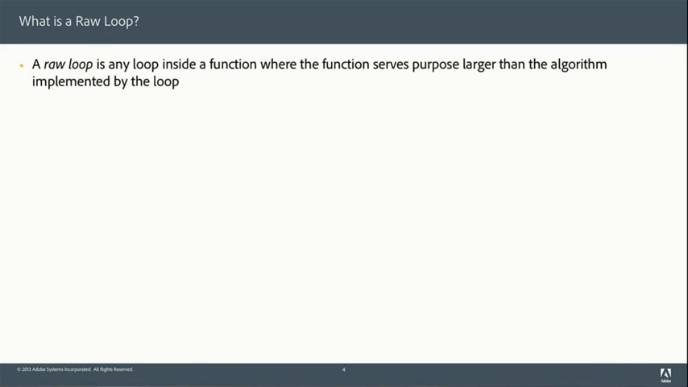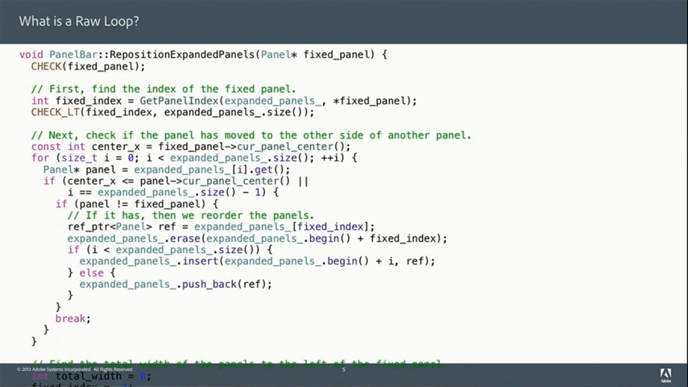So what do I mean by a raw loop? Well, a raw loop is anything that's inside a function where that function is doing something that's much more than just that loop. It's easier to show with an example. I worked at Google for a year, a few years back, and this code is actually from Chromium OS. So you can find this code someplace online. This is an older version of it. It's been improved quite a bit. But I was handed this piece of code for my first code review.